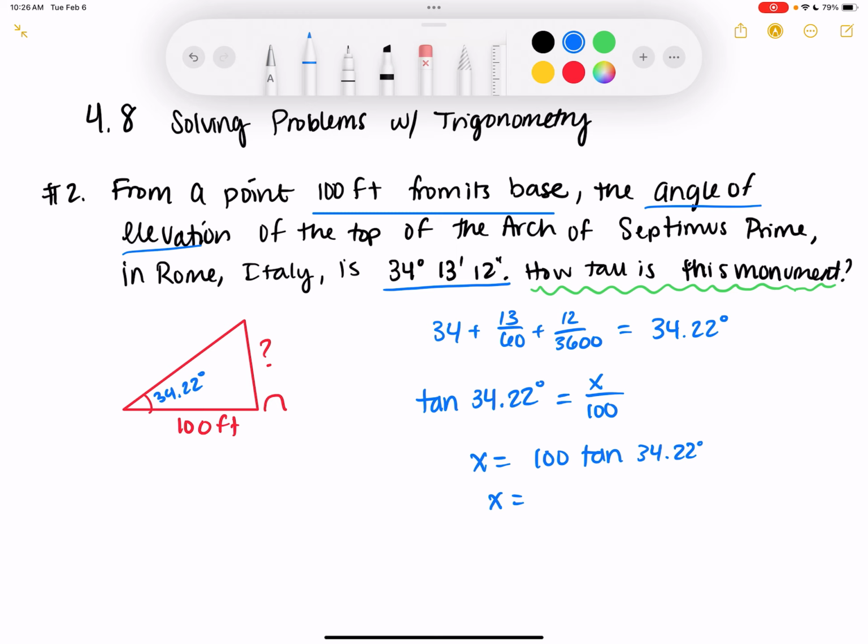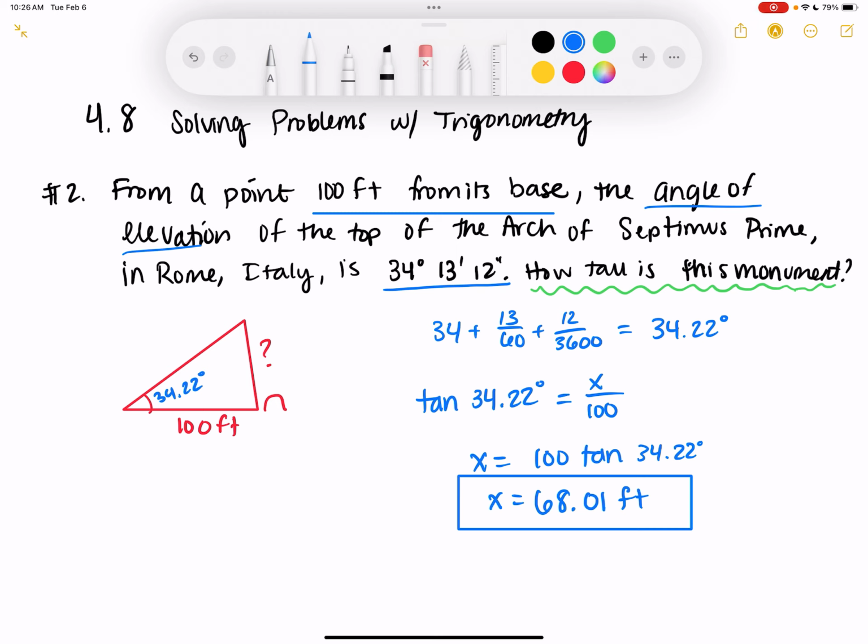And just go to 2 decimal places if it's a decimal. And the units are feet. So that's how tall it is. That was simple.